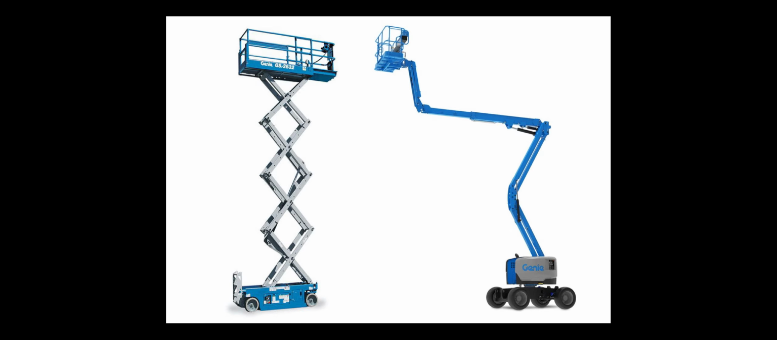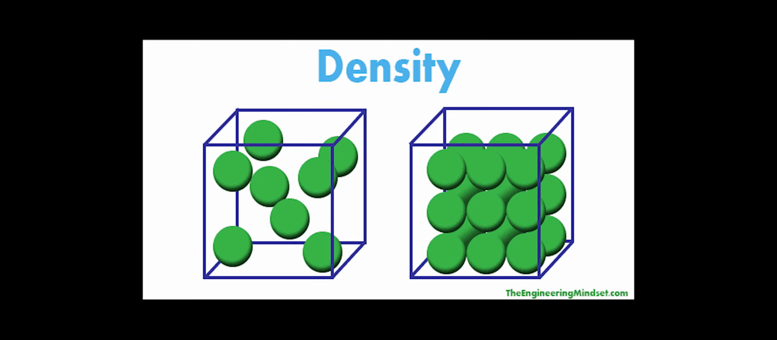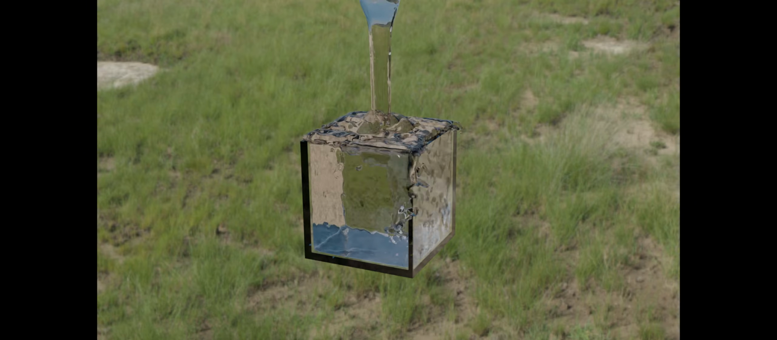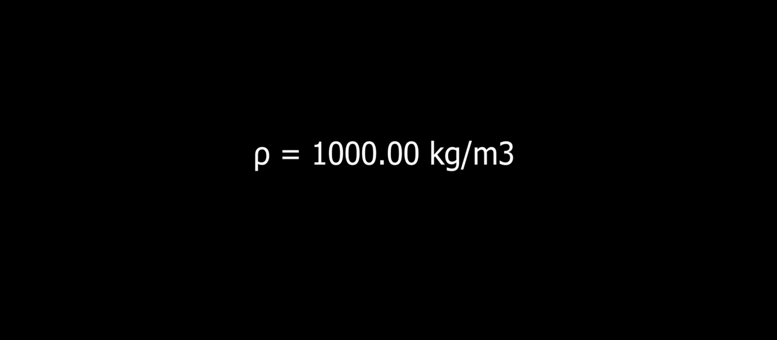So, in order to understand the lift dynamics, we need to understand a couple of concepts here: air density, angle of attack, and lift coefficient. I'm gonna put them in simple terms. The density of an object refers to the mass it has given a specific volume. If we grab a cube, 1 meter by 1 meter by 1 meter, and we fill it out with water up to the brim, that cube is gonna weigh exactly 1000 kilograms, 1 metric ton. So we can say that the density of water is 1000 kilograms per cubic meter.